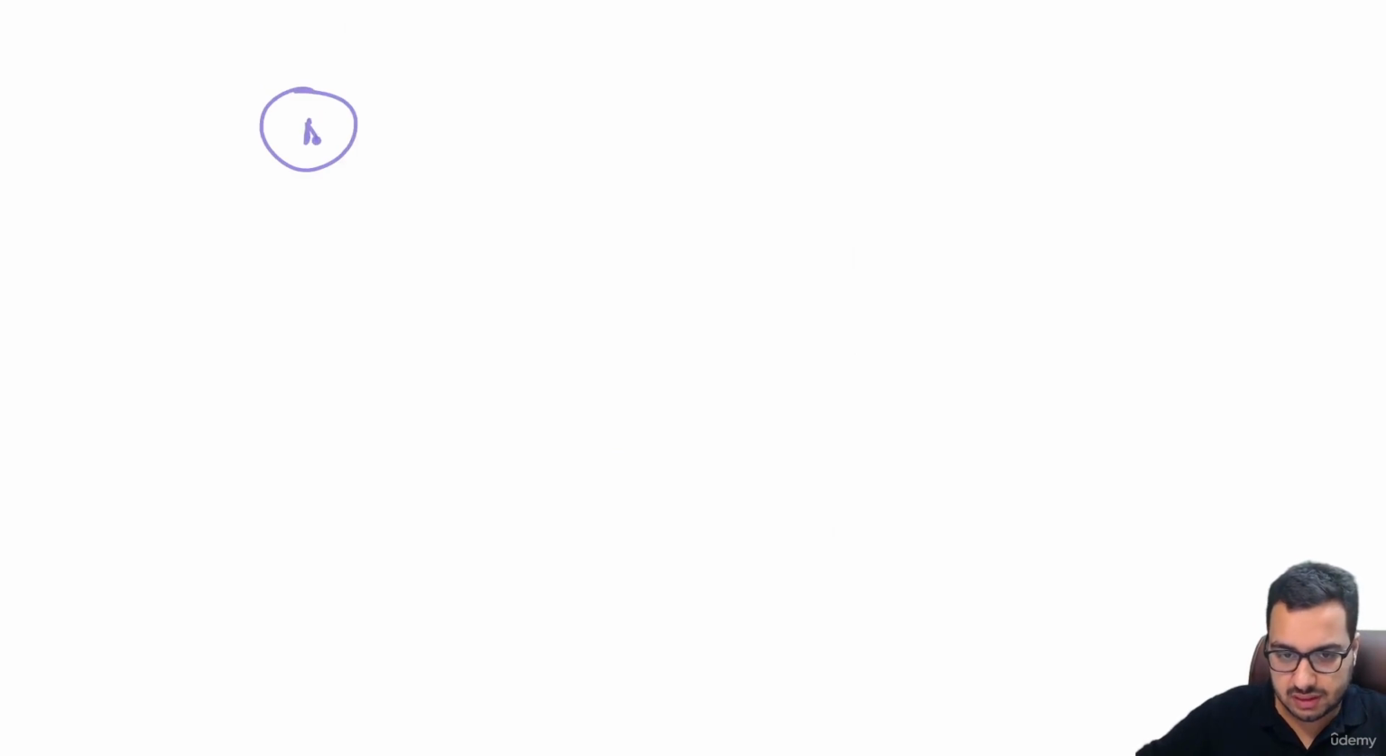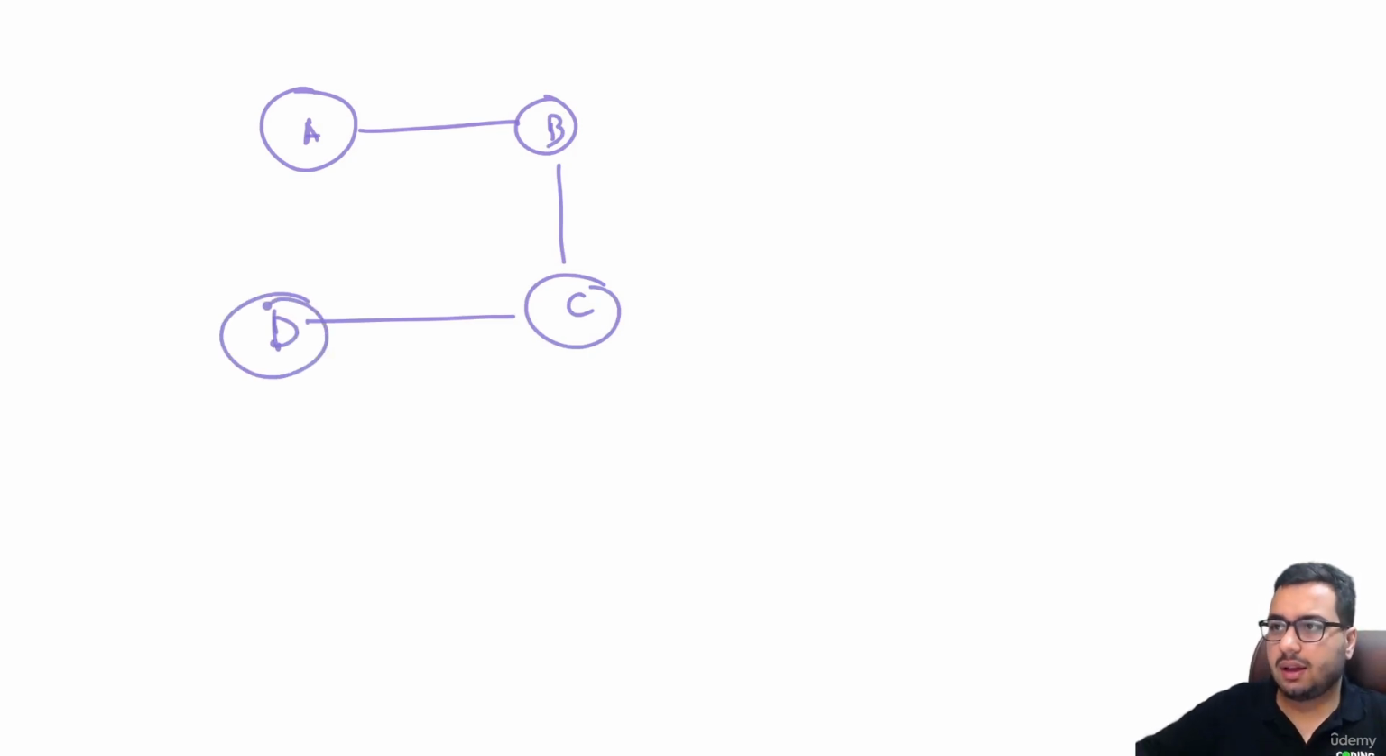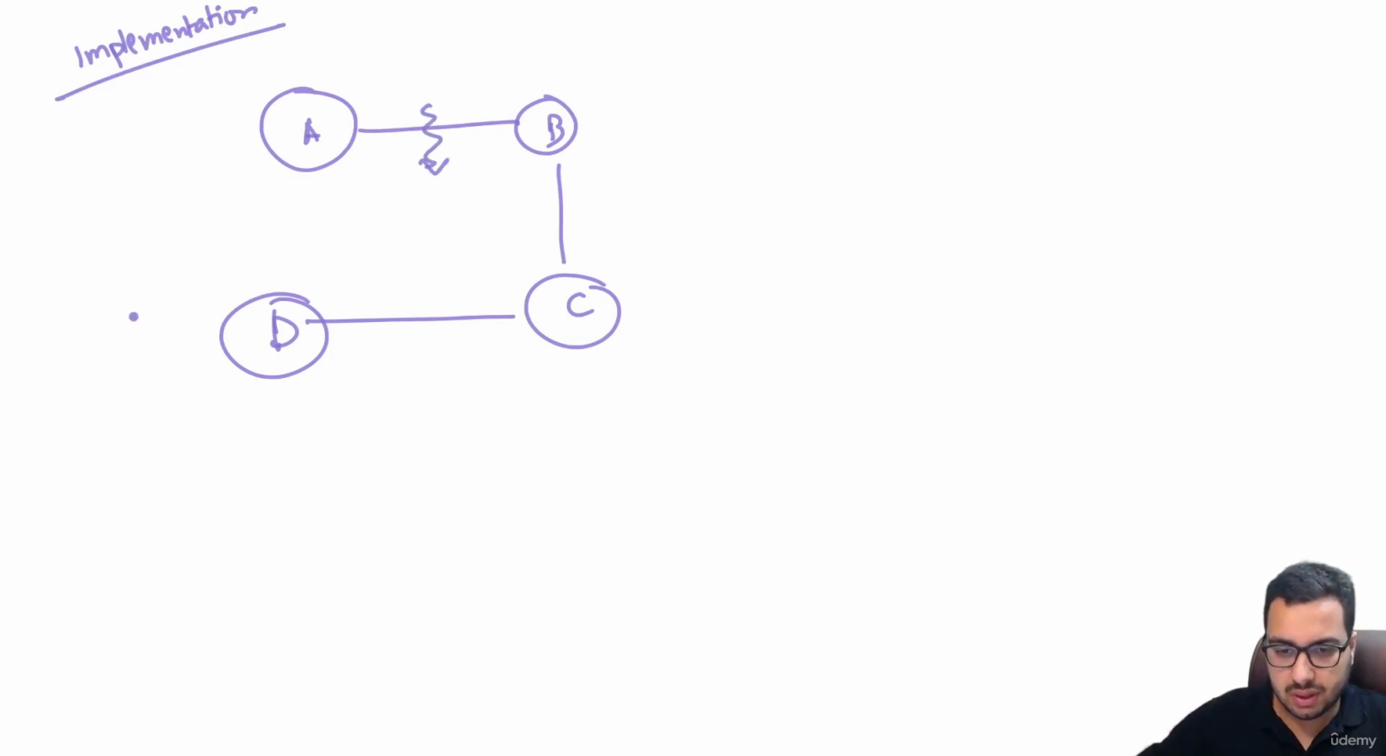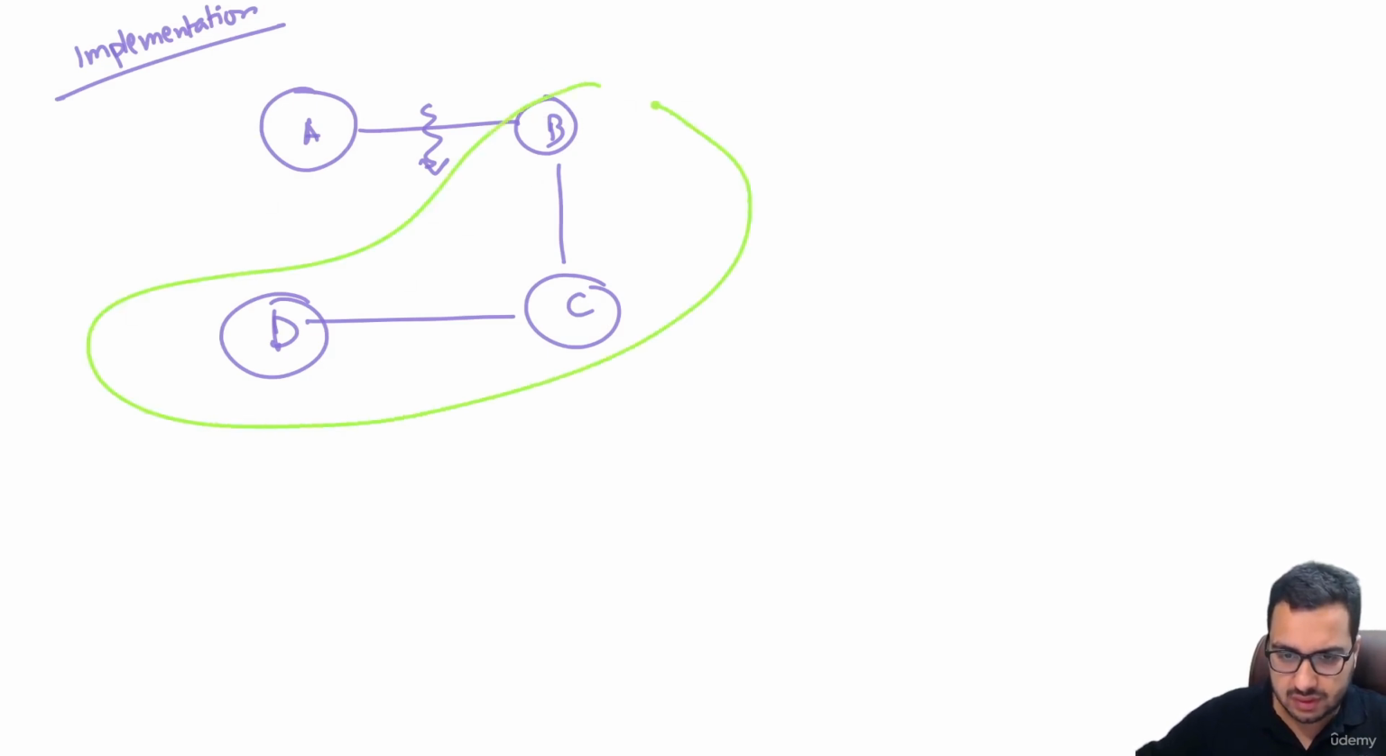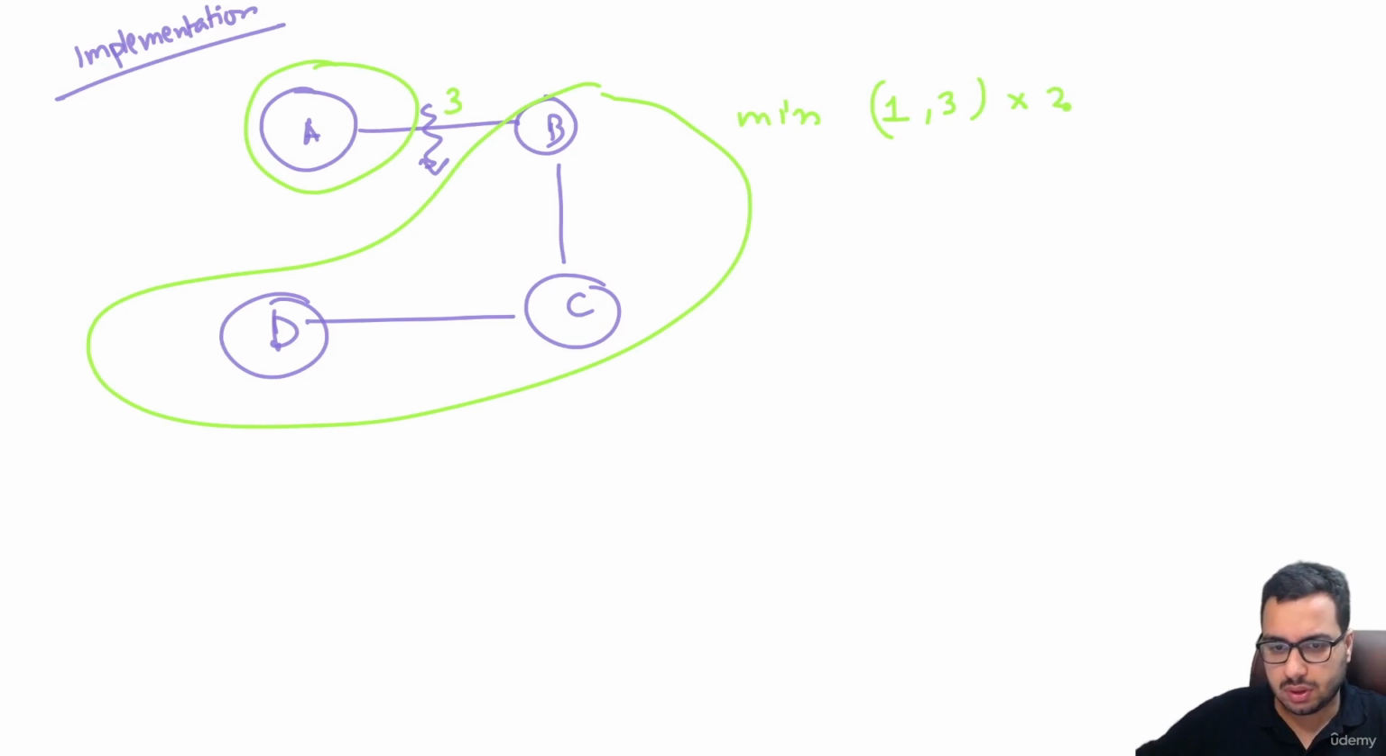So let's say this is A, this is B, this is C, and this is D. Along with this dry run, I will be discussing the implementation aspect as well, how we can implement it. One way is you break the graph around every edge and do a DFS on this part and on this part. Let's say you get the size of the first part as 1 and the size of the second part as 3, and this edge length is 3, so I will say minimum of 1 and 3 multiplied by 2 multiplied by 3.